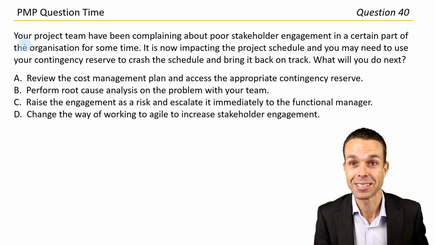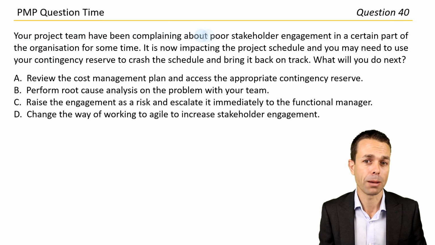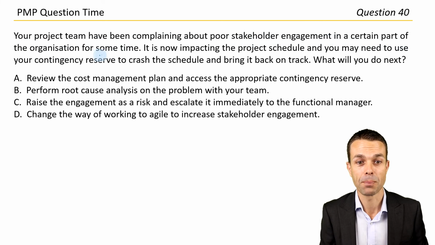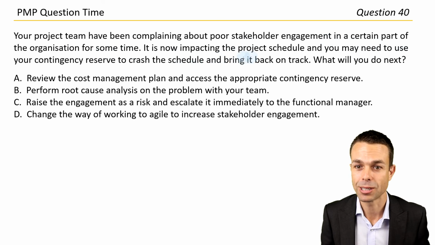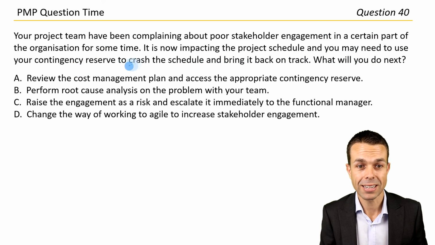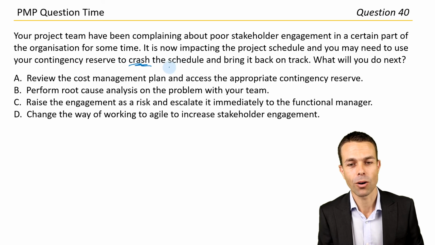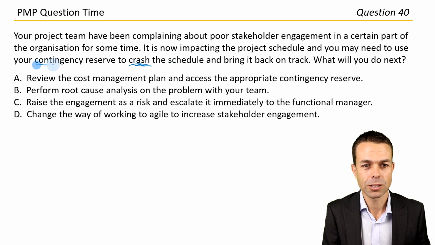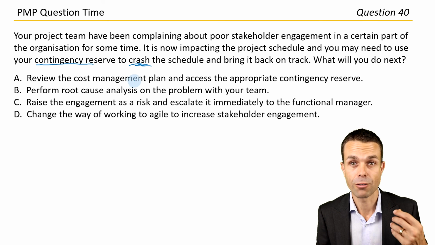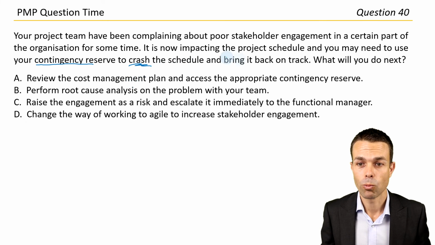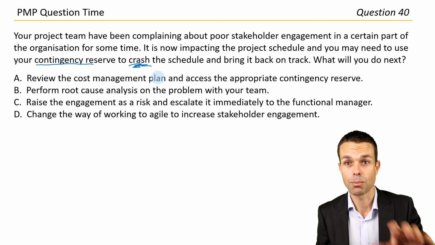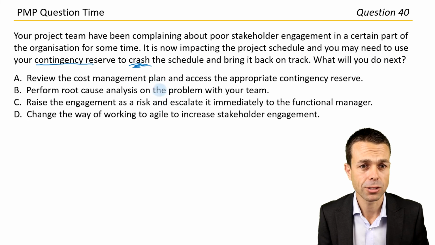All right, your project team have been complaining about poor stakeholder engagement in a certain part of the organization for some time. It's now impacting the project schedule, and you may need to use your contingency reserve to crash the schedule and bring it back on track. Contingency reserve is technically for risks, so risks that we may have seen coming in our project. What will you do next? But crashing the schedule is throwing money and resources at it, so maybe that makes sense.